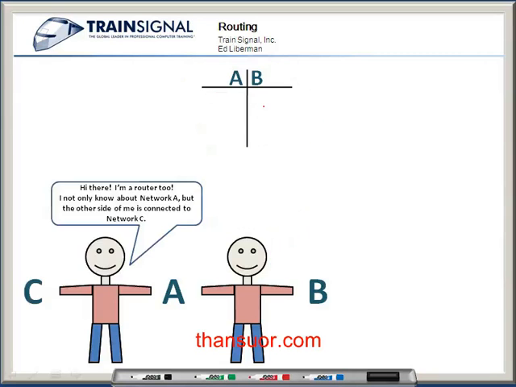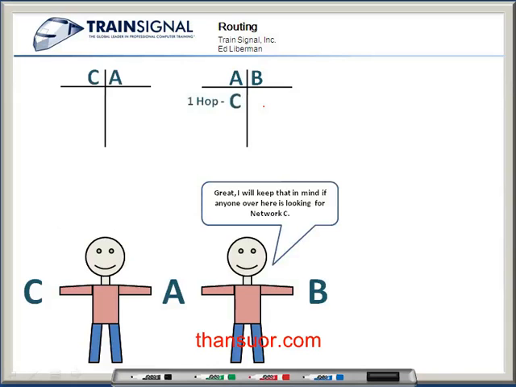But then, hi there, I'm a router too. I not only know about network A, but on the other side of me, I'm connected to network C. Okay, and just like with the first router, this second router also is aware of networks A and C and has had that pre-configured. Great! I will keep that in mind if anyone over here is looking for network C.